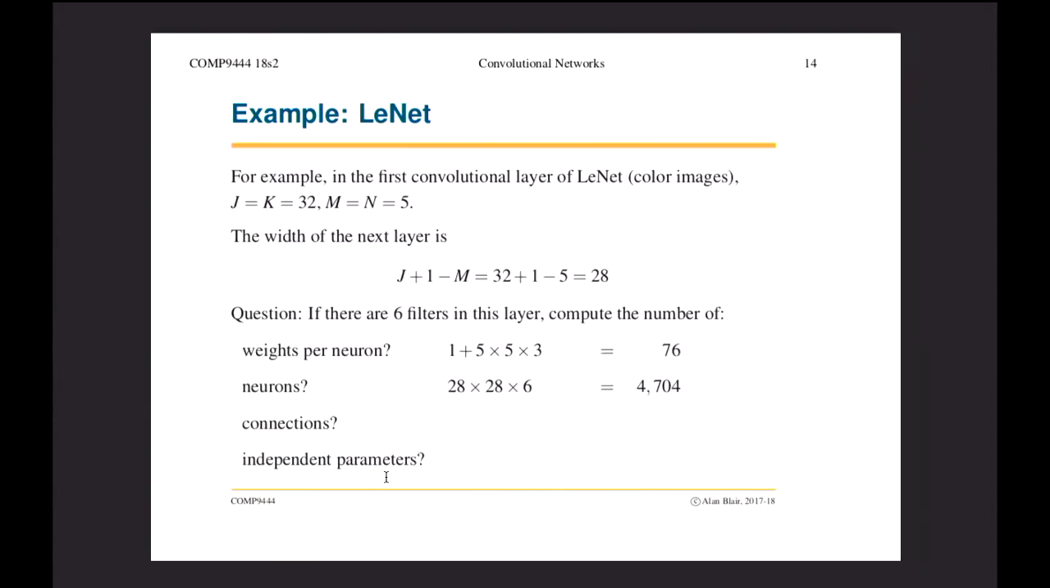But they're all in the same layer. Yes, I shouldn't use layer either. So these are all in the first layer. Yeah, so there's 28 times 28 times 6 neurons in that layer.